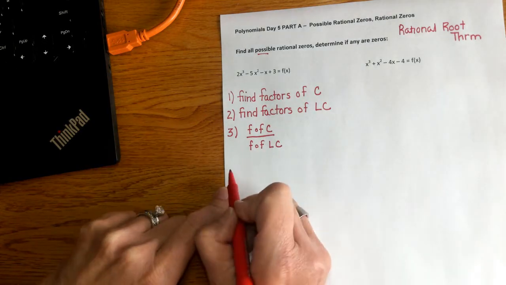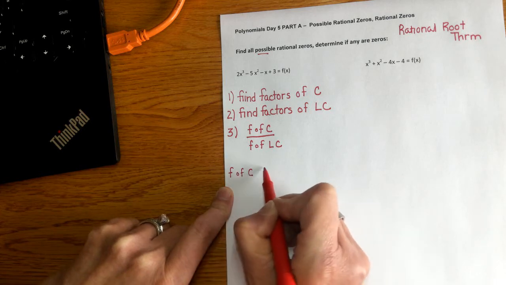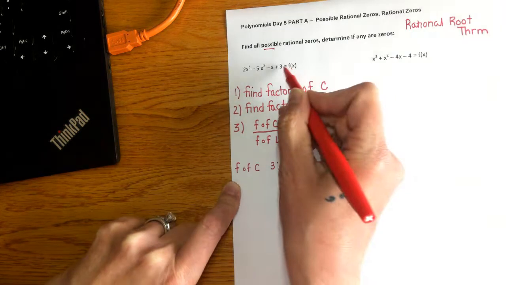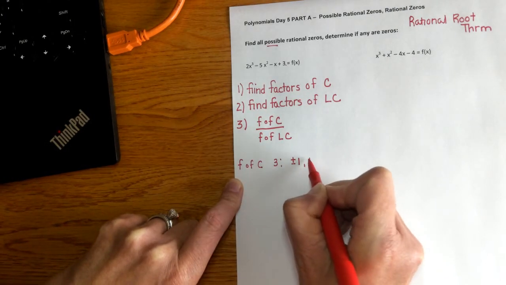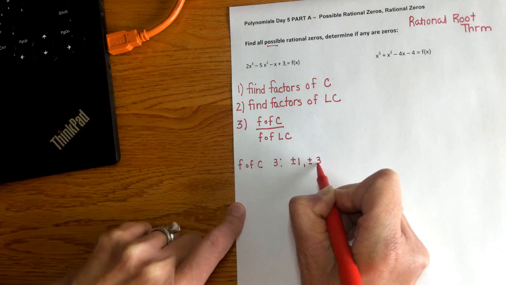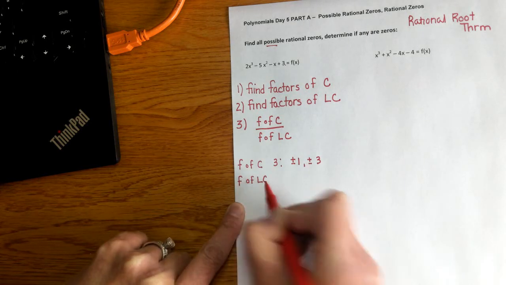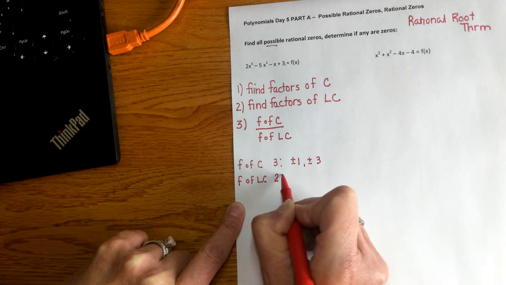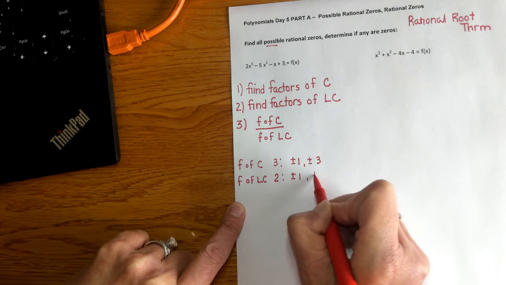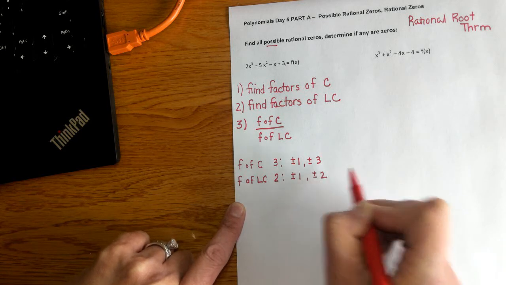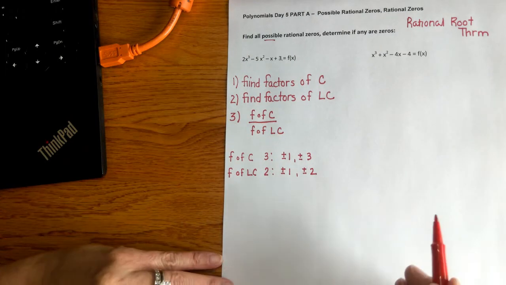So we need to first find the factors of the constant. Well, our constant is 3 in this first problem. The factors of 3 are plus and minus 1, plus and minus 3. Next, find the factors of your leading coefficient, which happens to be 2. So those factors are plus and minus 1 and plus and minus 2. Now, step 3 is where you do the division.